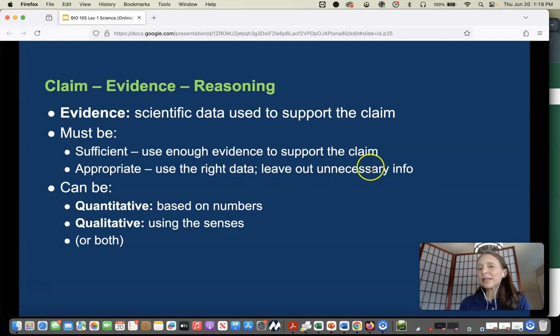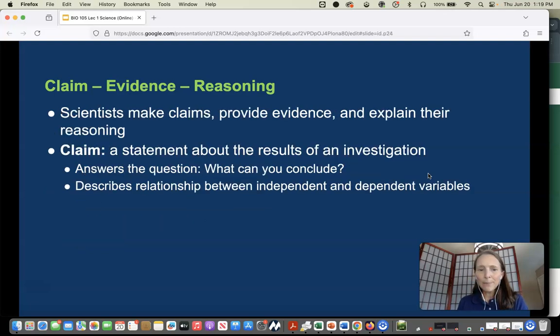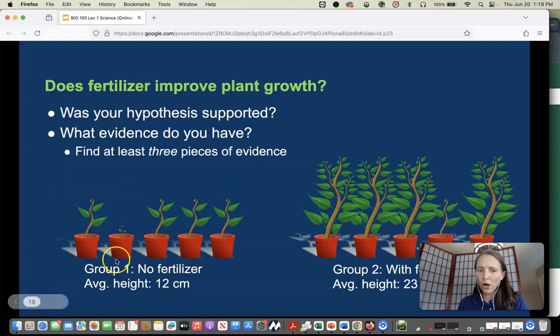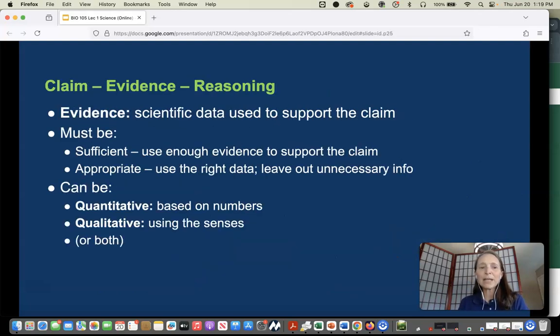So again, you want to leave out any unnecessary information. So in this example, you don't want to just talk about this plant and this plant here, because again, those are your outliers. And so you want to make sure that the evidence that you're using is appropriate information. It's the right data to support your claim.